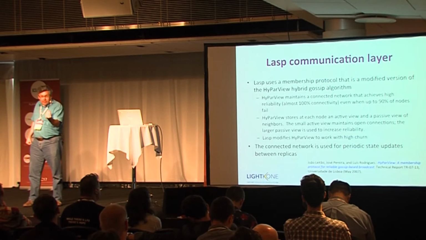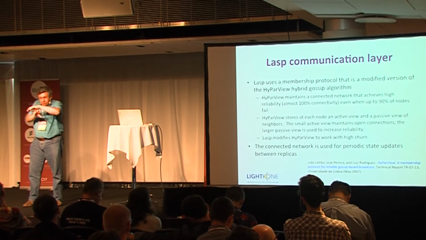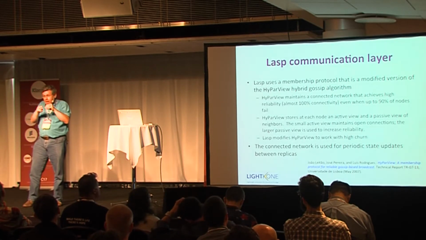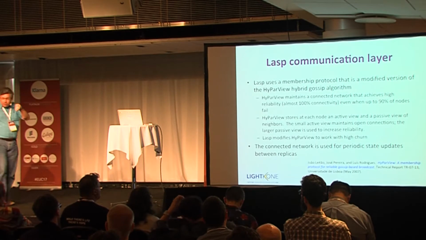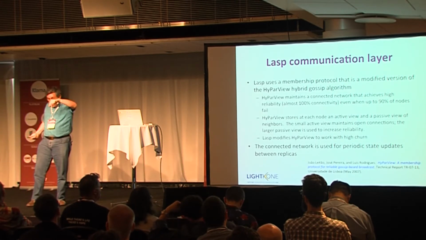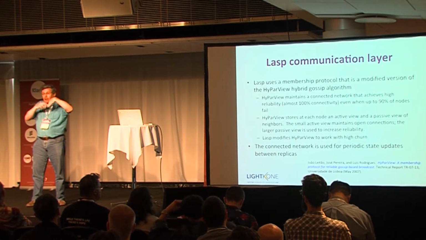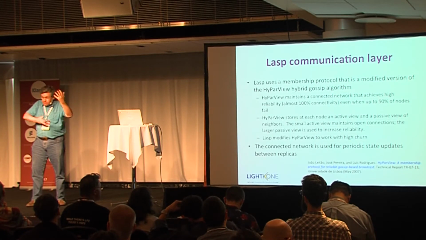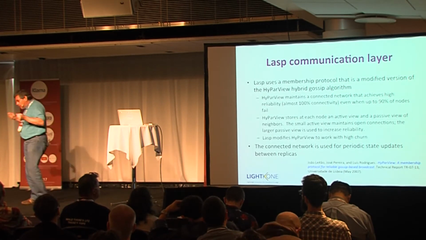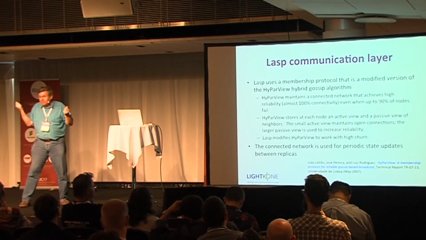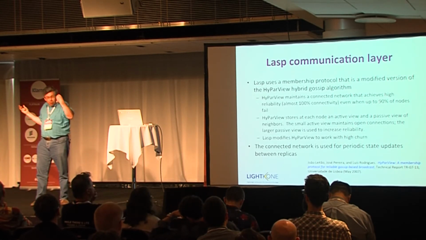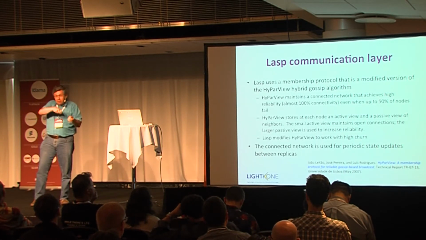The way it works is that each node has an active view of nodes that it's connected to, and a passive view of nodes that it knows about. The active view is small, and there are regular communications going on to keep the system evolving, but you can't do that with very large sets. So the passive view is much larger. So if there's problems with any nodes in the active view, nodes come in from the passive.